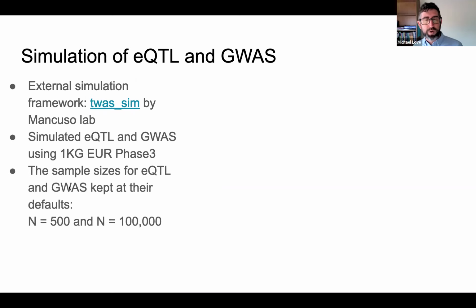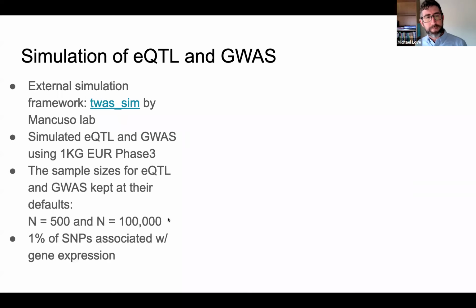And our sample sizes were kept at the default values for TWAS sim. So the default there, I think GWAS inspired, was about 500, that's for a tissue with a large sample size from GTEx, and 100,000 for the GWAS. And we ran with the setting that 1% of SNPs in a locus were associated with gene expression.